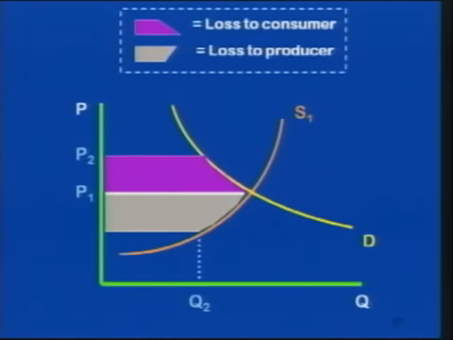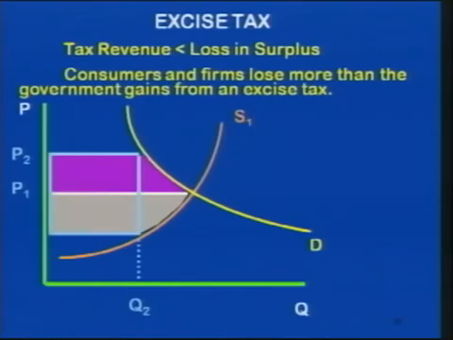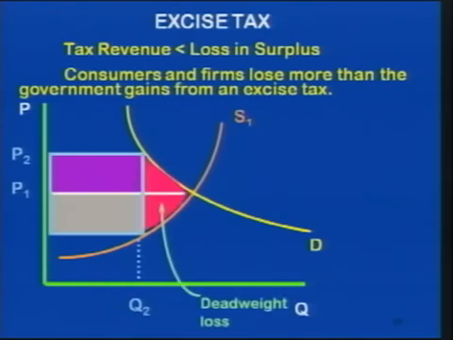If you put them all together, that's the total loss, consumers and producers combined. Compare that with the gain to the government. This is the total loss here. This is the gain to the government. And as you can see, the total loss exceeds the gain to the government. Hang on, I know it's getting close to the hour, but I want to finish this. This area right here is the amount by which the loss to consumers and producers exceeds the gain to the government. That's called, just by tradition, deadweight loss.